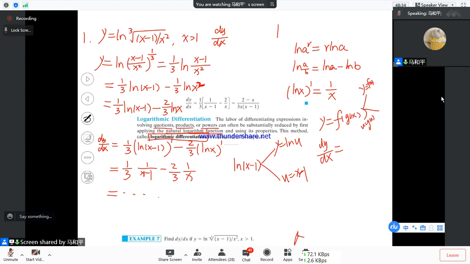This means we have used logarithmic differentiation because we first apply the natural logarithm function and use its properties to simplify this function, and then we use the product rule or the quotient rule to calculate the derivative of this part. Any questions for this one?